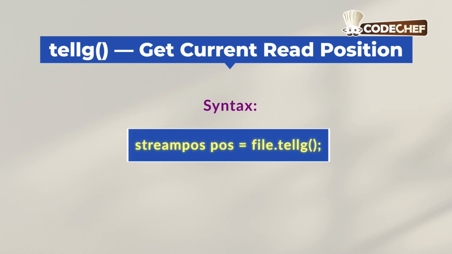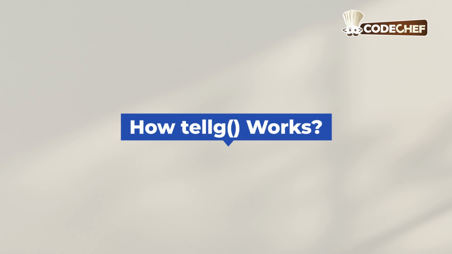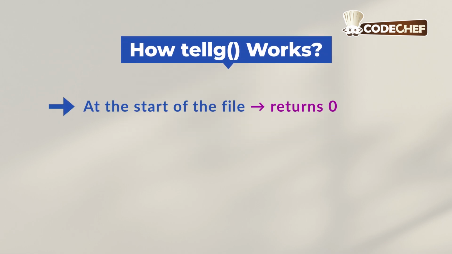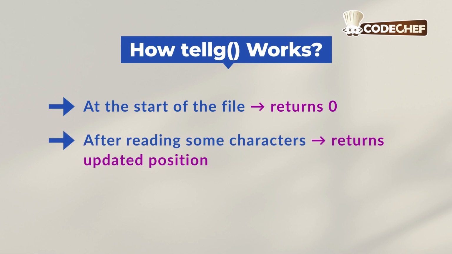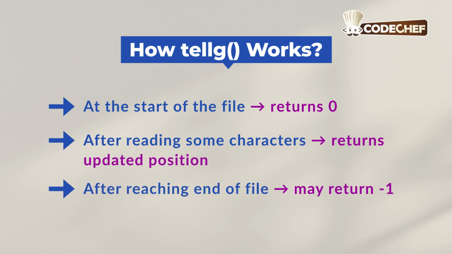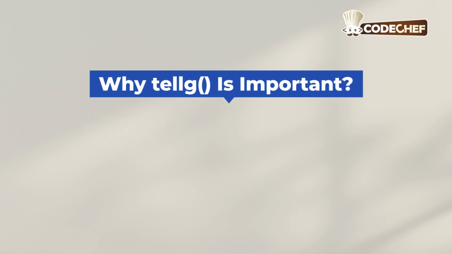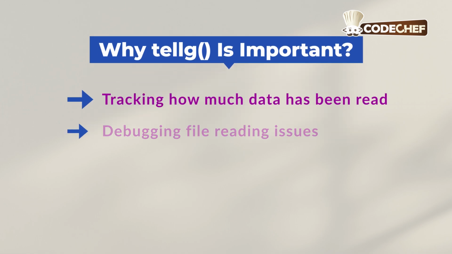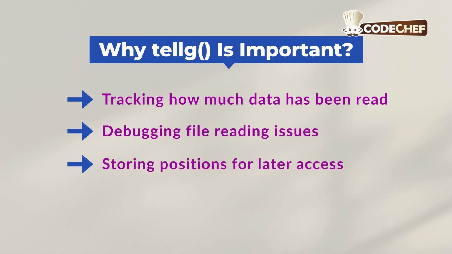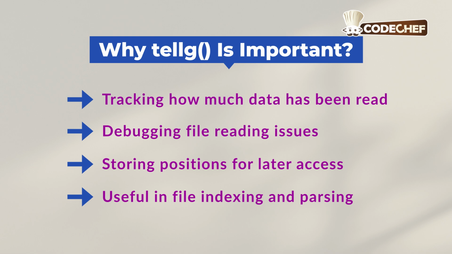Its syntax is stream pos = file.tellg(); How does the tellg method work? If the pointer is at the start of the file, then it will return 0. After reading some characters, it returns the updated position of the pointer, and after reaching the end of the file, it may return -1. Why is tellg important? It is used for tracking how much data has been read, for debugging file reading issues, storing positions for later access, and it is also useful in file indexing and parsing.